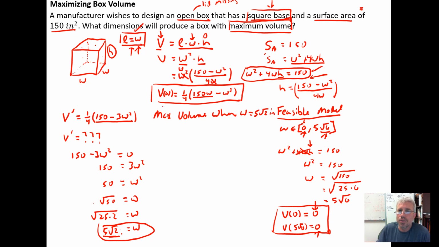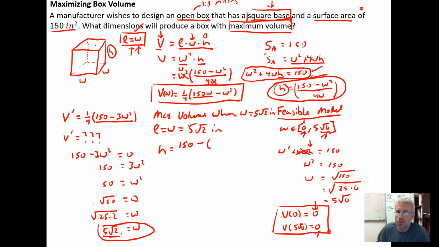So what I need to do is come up with the other dimensions. We need length and we need height. But length equals width from here. So length will equal width will equal 5 times the square root of 2 inches. And now we grab this guy right here and solve it for the height of the box. So height is equal to 150 minus the width squared, so the width is 5 root 2. So we're going to go 5 square root of 2 squared, all over 4 times the width. And then we just simplify.